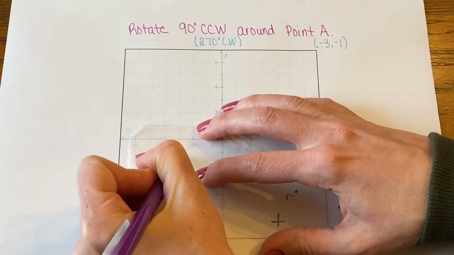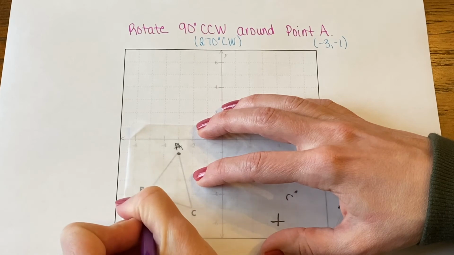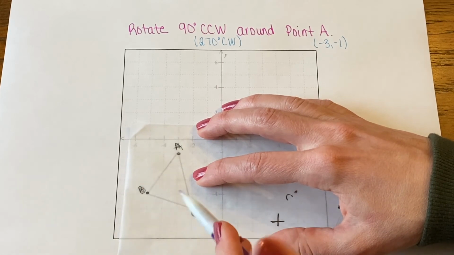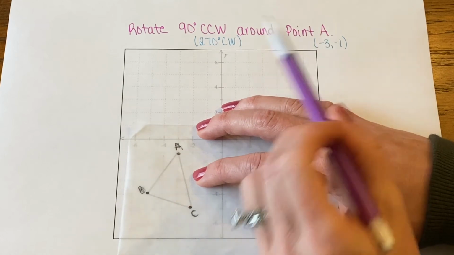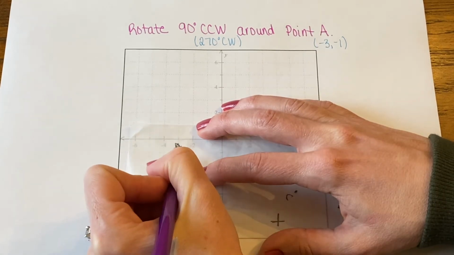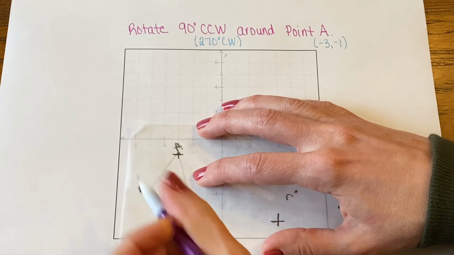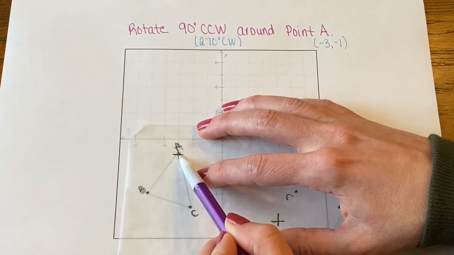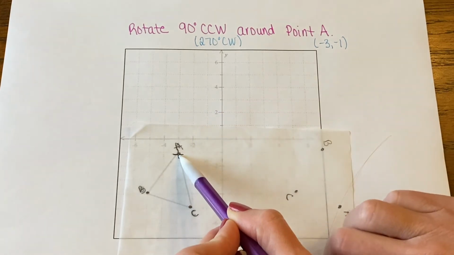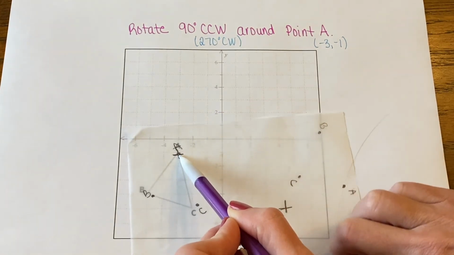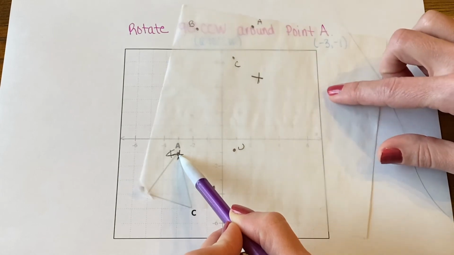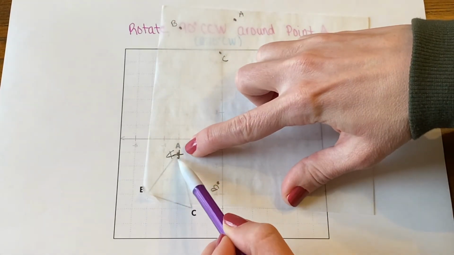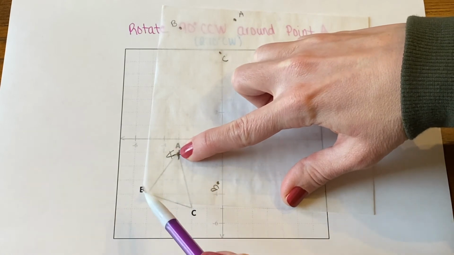I'm going to trace on here A, B, and C. Now since I'm rotating around point A, I'm going to put my little T on point A. And I'm going to go 90 degrees counterclockwise. So that's 1 turn counterclockwise. So I'm going to take my tracing paper, turn it 1 turn. So using that little T is helpful. And now you'll notice point A is in the same spot.